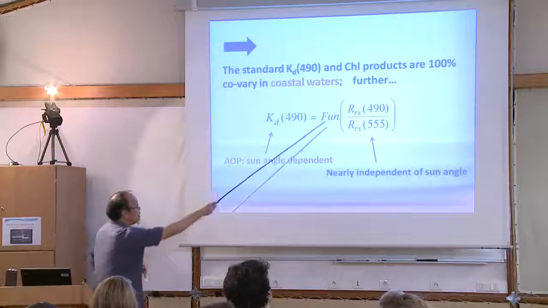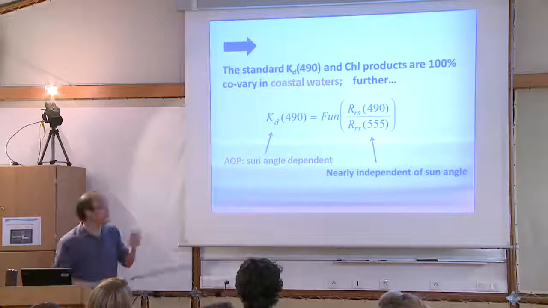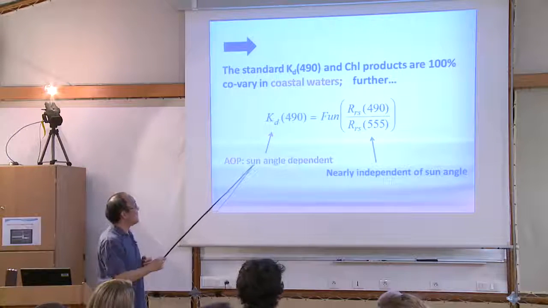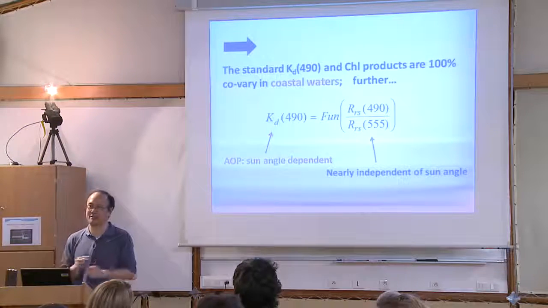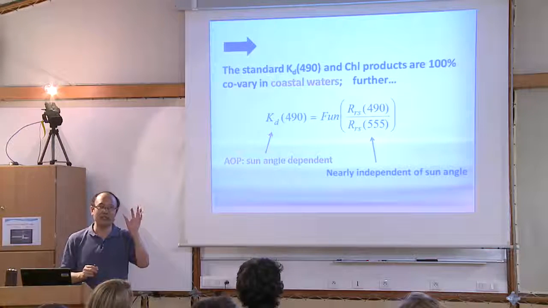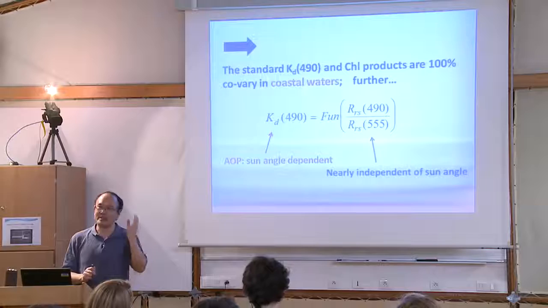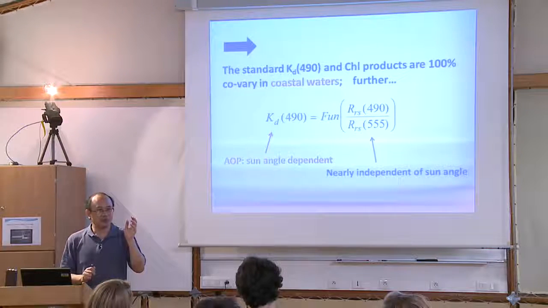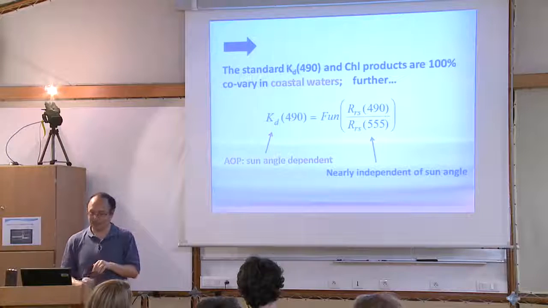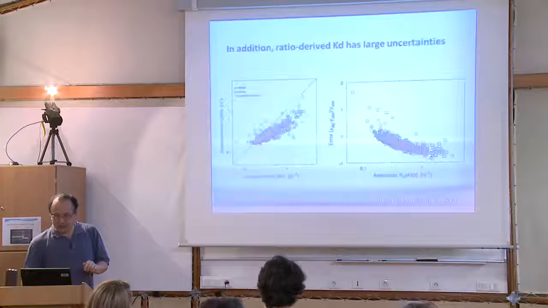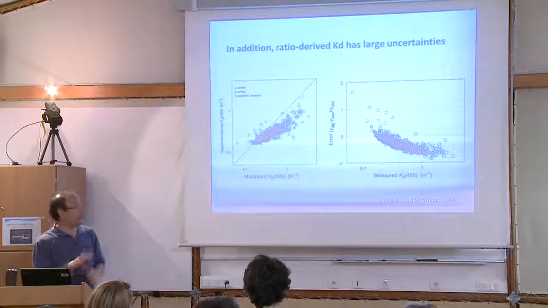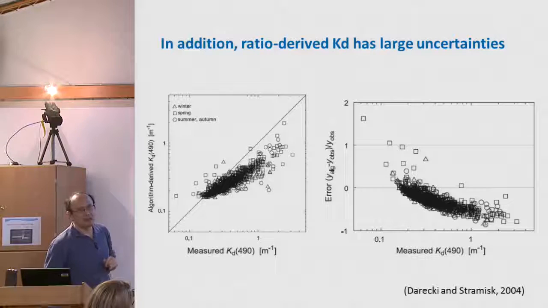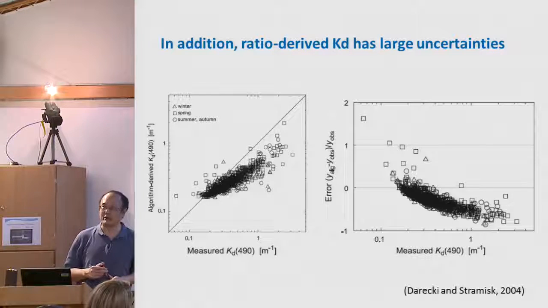So this ratio is almost independent of sun angle, but KD is an AOP that depends on the sun angle. So these two, the optical properties, do not match. These are the fundamental caveats or issues with this kind of simple ratio-derived optical properties. Okay, so that's some of the concepts. In practice, as shown in many presentations or papers, the ratio-derived KD really doesn't work well, especially in coastal waters.